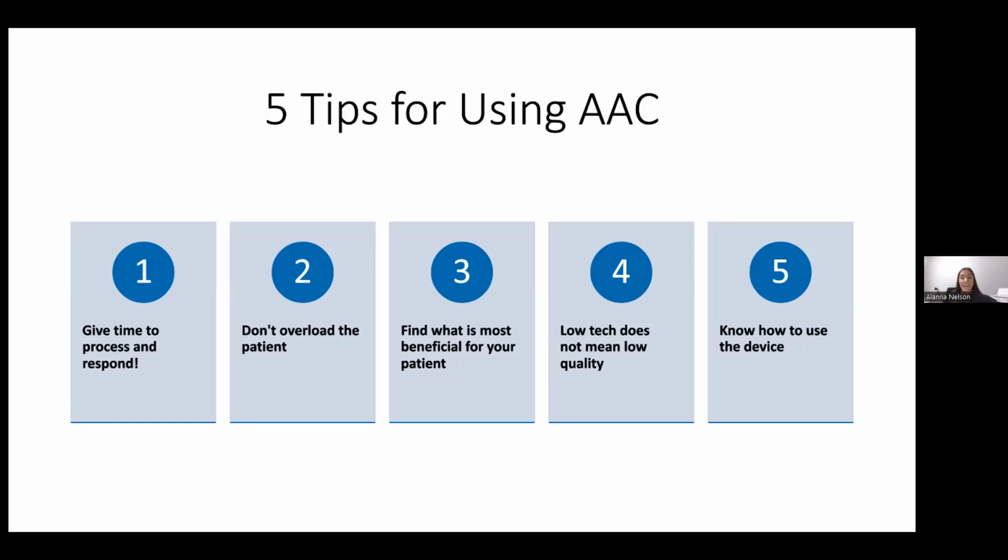Tip number 4 then is low tech does not mean low quality. I know after hearing Katie discuss the different AAC options, the high tech options may seem like the best quality options there are, especially with the increase we've seen in technology. However, low tech does not mean low quality, and sometimes simpler is honestly better. As I mentioned, high tech options may be too complex for some patients anyways. Not to mention, they're more expensive and may not easily be available.